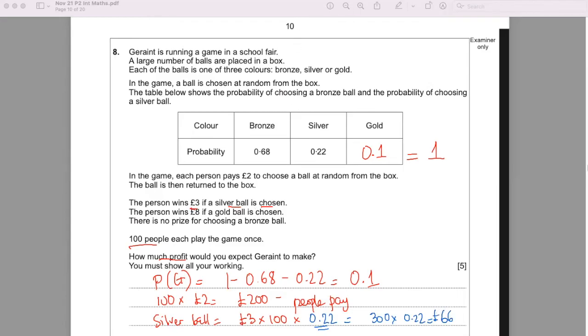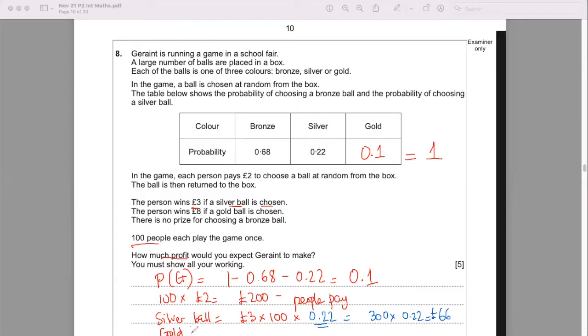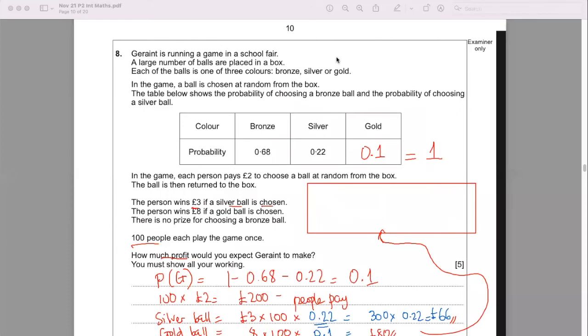And you do exactly the same for the gold ball. So for the gold one, you just work out the probability, and you do exactly the same. So it will be 8 times 100 times the probability, 0.1, and that would be £80. So I'm running out of space now, so I just need to go up here to finish it off. So I put that in the boxes. That's the final step there.